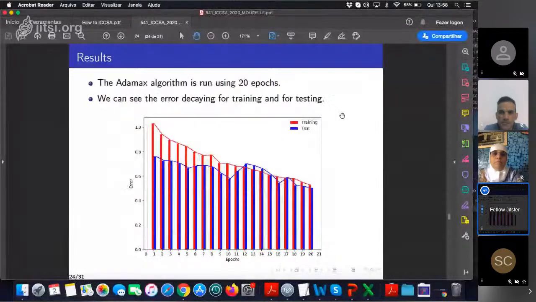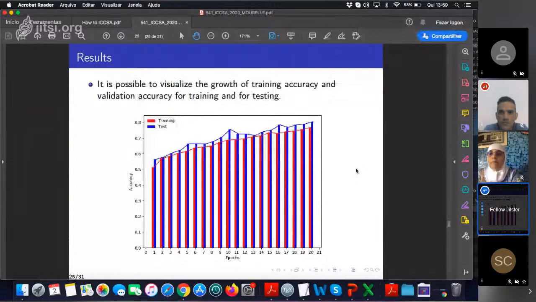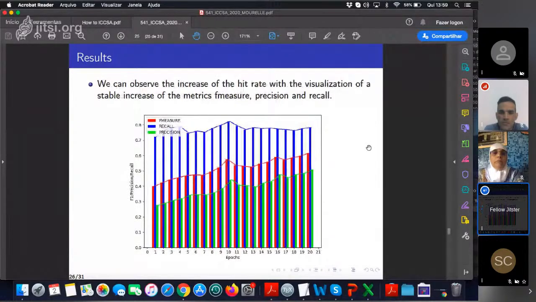The Adamax algorithm runs here with 20 epochs, and we can see also error decaying for training and testing. In this case, we can see also the growth of training accuracy and validation accuracy, both for training and testing. We can observe an increase in hit rate, providing a stable result for the metrics F measure, precision, and recall.